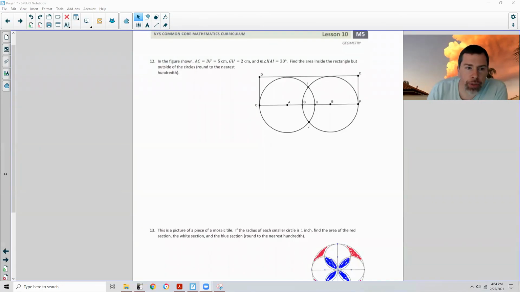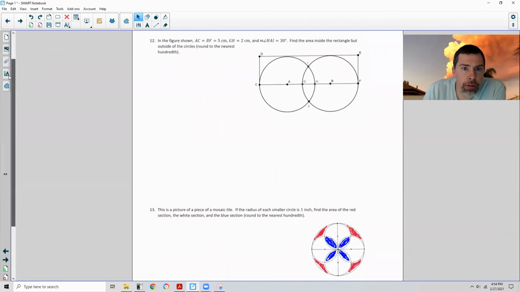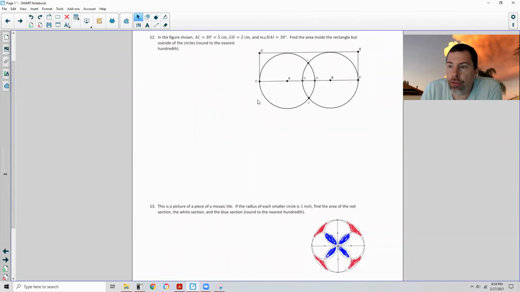Okay, page 8 brings us to number 12. Are you ready for a challenge? Because if you aren't, then you're not ready for 12. 12 is challenging. Let's take a look at it. Don't be afraid. Let's just dive in and do it. In the figure shown, AC equals BF. So the first thing I'm going to do is just label everything up.